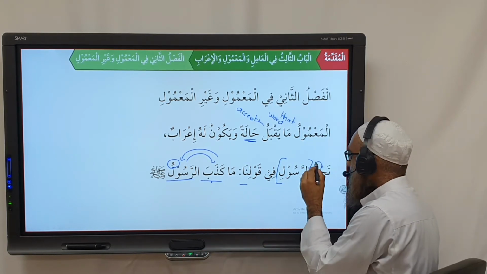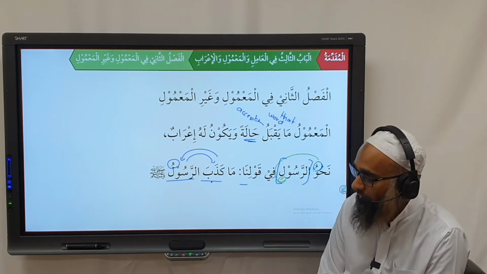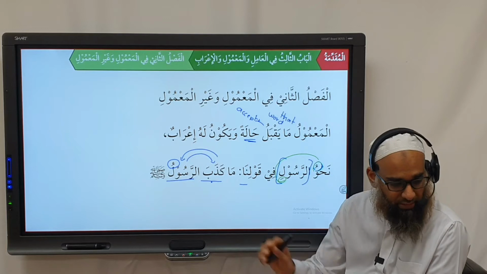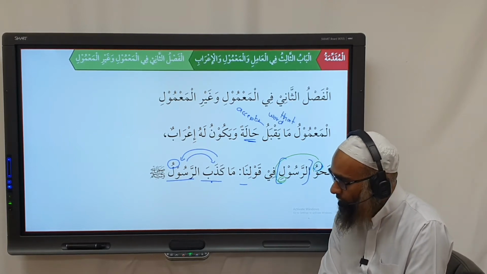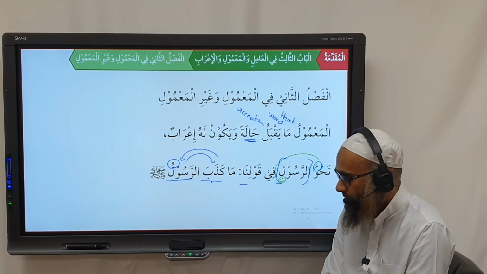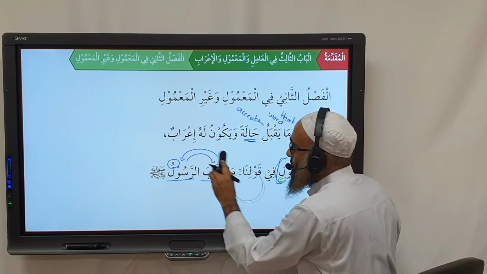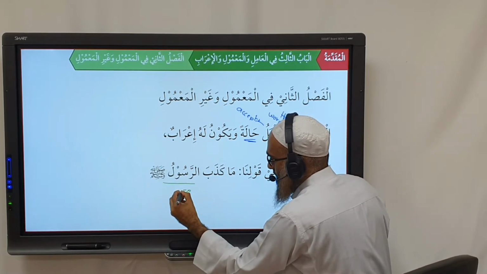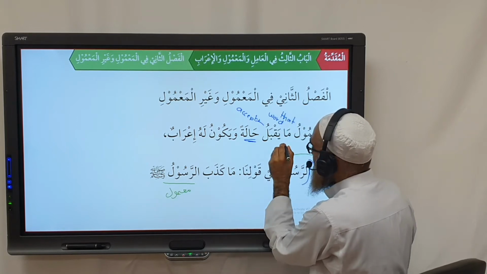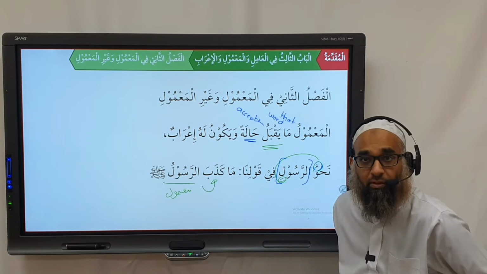Yes. So nahu, this makes it rasulu, like the word rasul. Okay, so ma kadhaba rasulu. So you understand the concept here, what's happening? Yes? Everyone following? We know we're discussing here that the Rasul is what? This is a Ma'mul. Because why? It accepts a state brought about by the Amil before it. The fa'il makes it marfu as a fa'il.